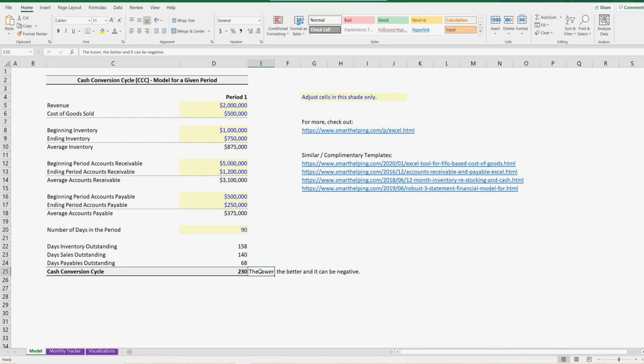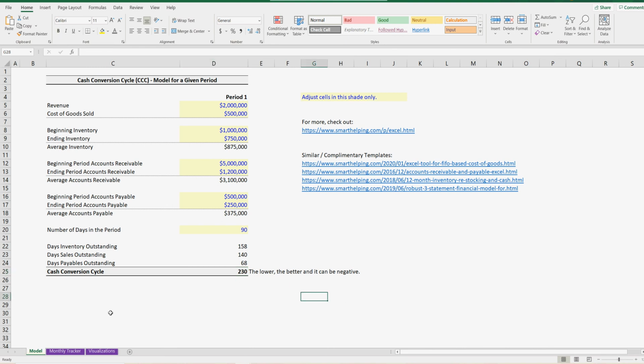So cash conversion cycle metric, the lower the better, and it can be negative. Lower generally means efficient, but you got to think about what it's in relative to. So usually this metric is something that's comparative over time or comparative to other sectors or other similar inventory businesses.